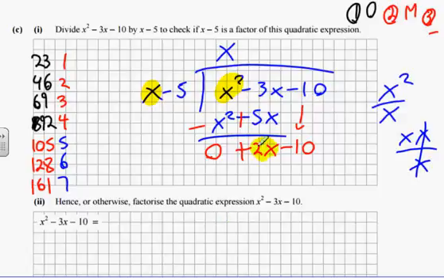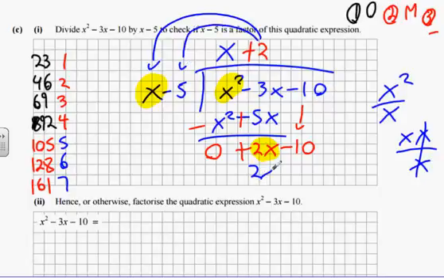Now it's 2x divided by x, which is what? Just 2. Plus 2, isn't it? Yeah, plus 2. Multiply x squared plus 2x. Now multiply the 2, sorry, 2x. Minus 10. Change the sign. Minus and plus 0. It's the same question. So the answer is x plus 2.